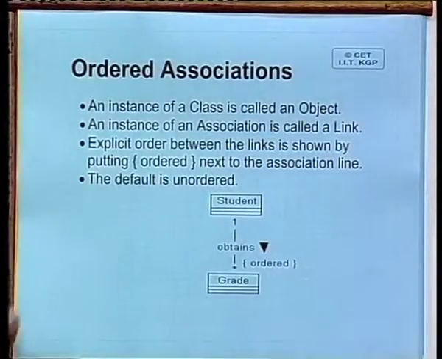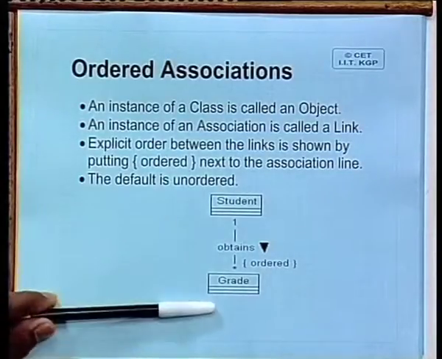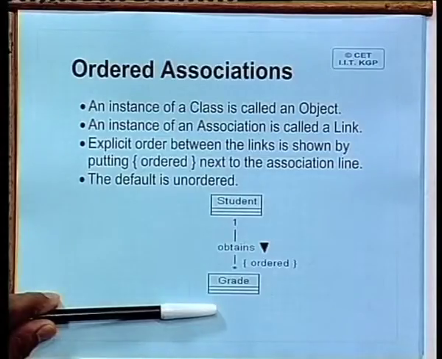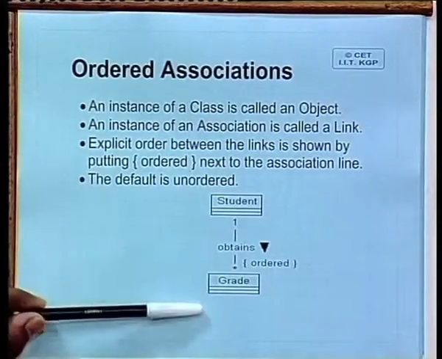Just one last slide for today, that is the ordered association. An instance of a class is called an object, an instance of an association is called a link. So you can also have an instance of an association. Explicit order between the links is shown by putting ordered next to the association line. The default is unordered. Say a student obtains a grade.